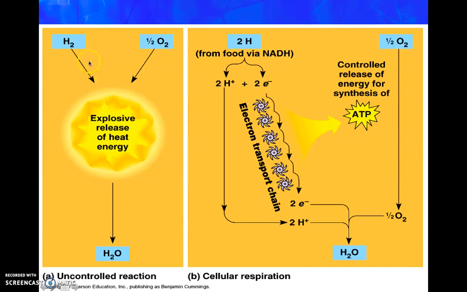Okay, so here we go. We have an uncontrolled reaction. Not going to help us much, it's going to explode the cells. Here we have using cellular respiration. We're going to take a little bit of energy at a time and collect that. So it's going to be controlled. And so we're going to end up with the same result of the reaction, but we aren't going to explode the cell in the process.